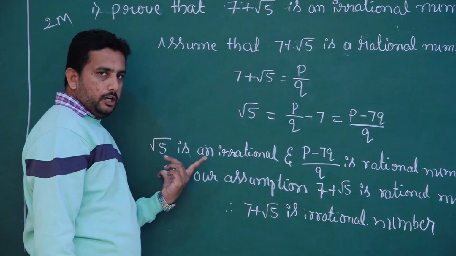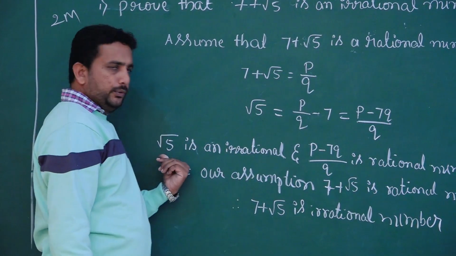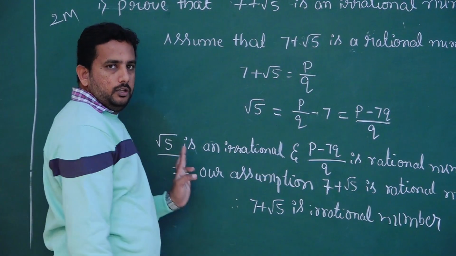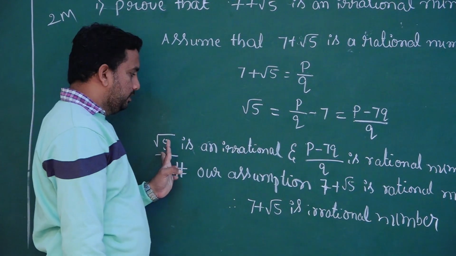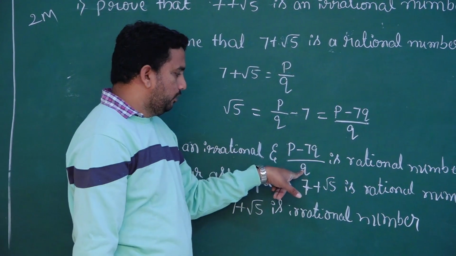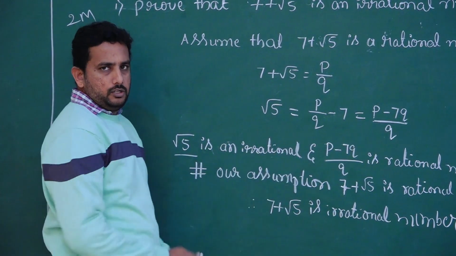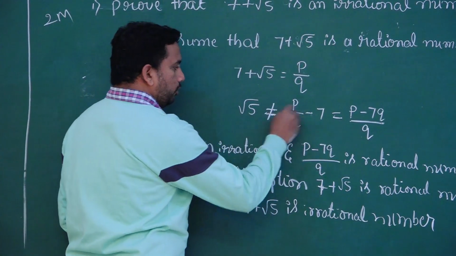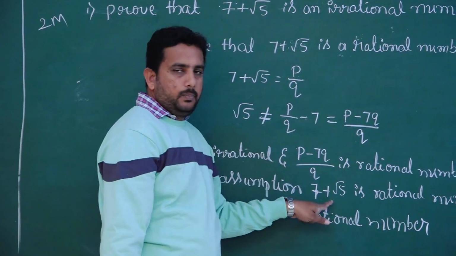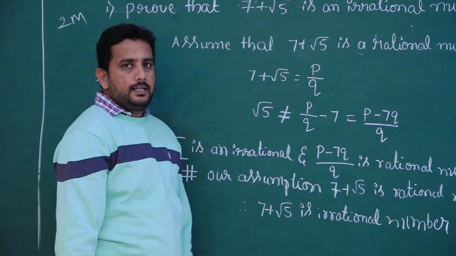Here we already proved that root 5 is an irrational number. A number inside the root is irrational except for square numbers. Root 5 is not a square number, so it is an irrational number. But p minus 7q divided by q is a rational number. Here a rational number is not equal to an irrational number. Therefore this contradicts our assumption that 7 plus root 5 is a rational number. Therefore 7 plus root 5 is an irrational number.